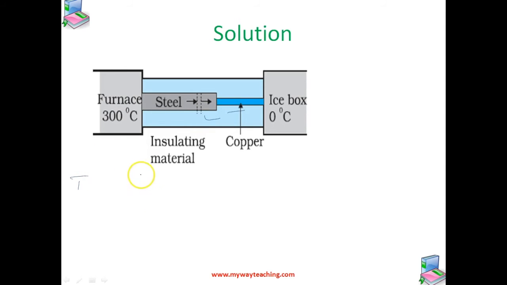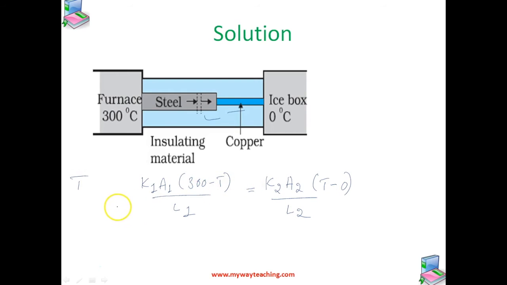So then we can write K1 A1 (300 minus T) divided by L1 is equal to K2 A2 (T minus 0) divided by L2, where 1 and 2 refer to the steel and copper respectively.